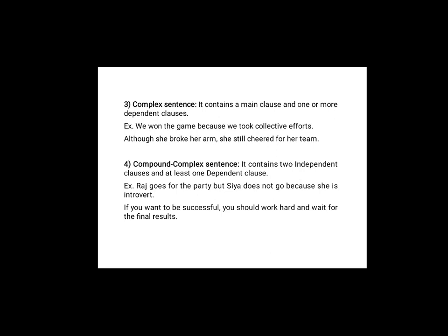See the example: Raj goes for the party, but Sia does not go because she is introvert. In this example, there are three clauses. The first one is Raj goes for the party. So it is the first simple sentence. The second one, Sia does not go, is the second simple sentence, and these two simple sentences are joined together by the coordinating conjunction but.